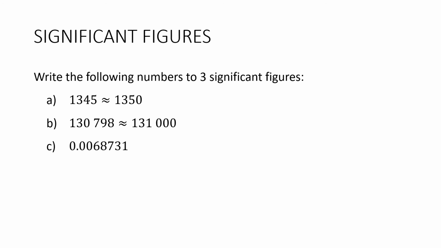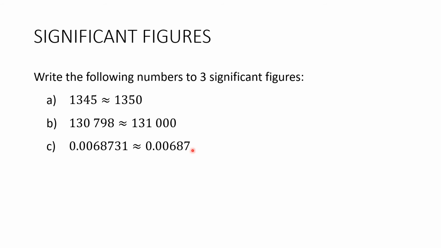Now let's look at this one, 0.006871. Right, so we want 3 significant figures. That's the 6, the 8, and the 7. The next digit is a 3, so we can just throw that away. So it's approximately equal to 0.00687.